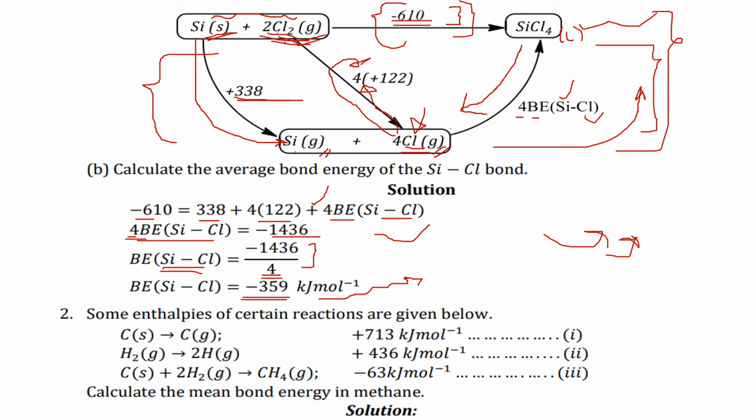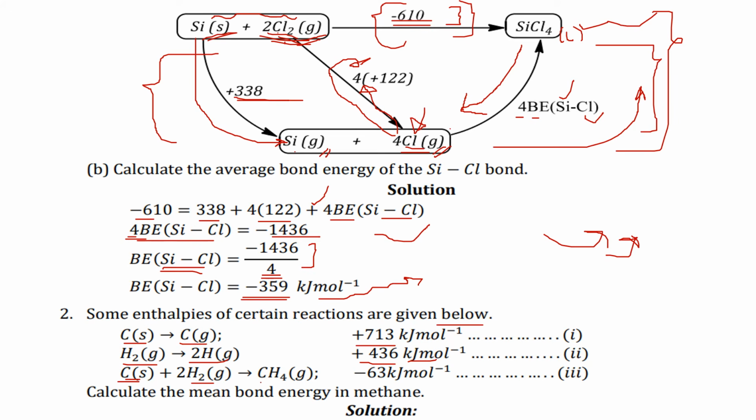So having the same question, we are going to be looking at some of the enthalpies that are being given here. And some of the enthalpies of certain reactions are given below. So sublimation of carbon to gaseous carbon, the energy required is going to be positive 713 kilojoules per mole. And atomization of hydrogen molecule to its gaseous atoms, the energy required is going to be positive 436 kilojoules per mole.